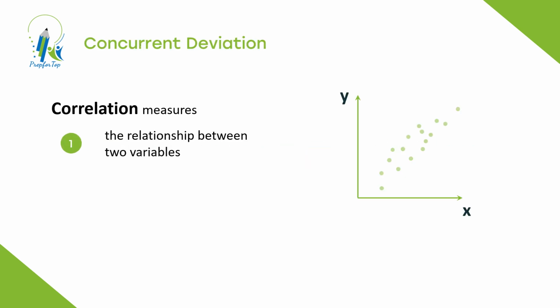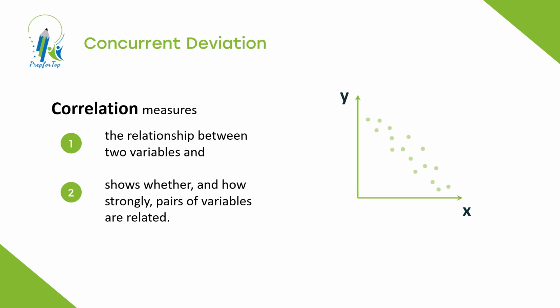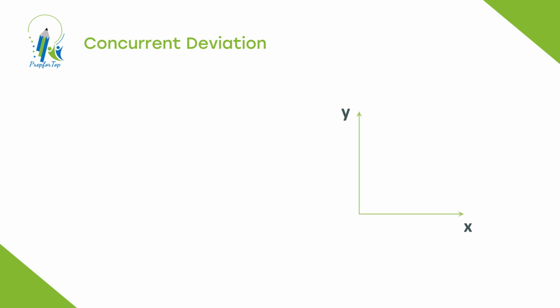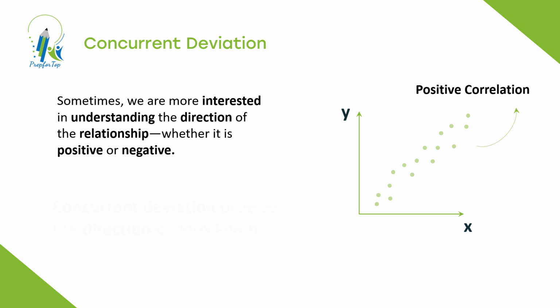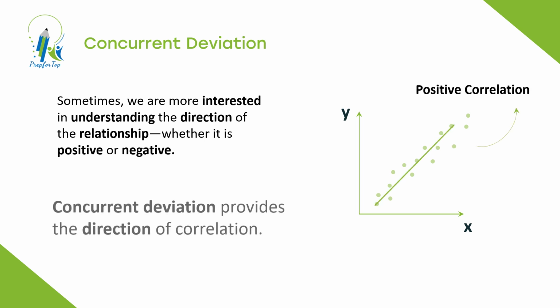Concurrent deviation. Correlation measures the relationship between two variables and shows whether and how strongly pairs of variables are related. Sometimes we are more interested in understanding the direction of the relationship, whether it is positive or negative. Concurrent deviation provides the direction of correlation.